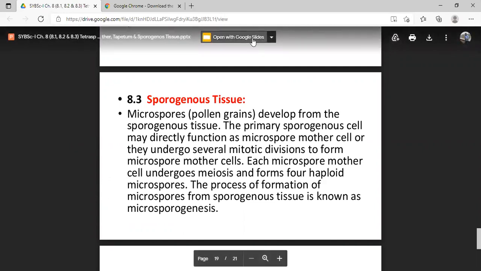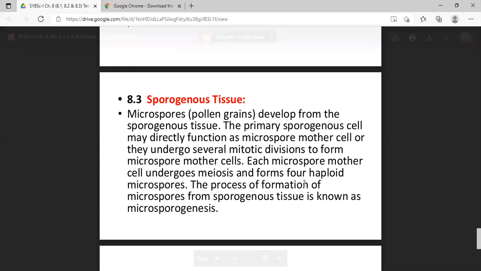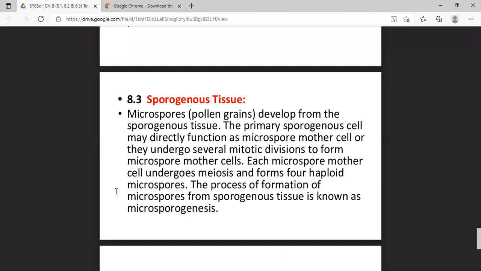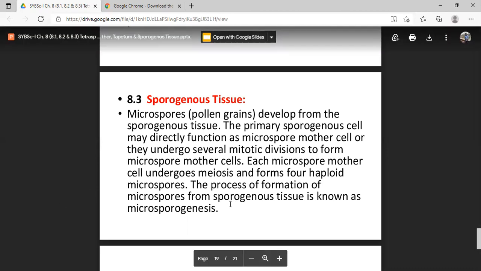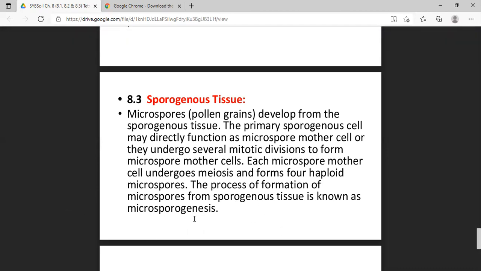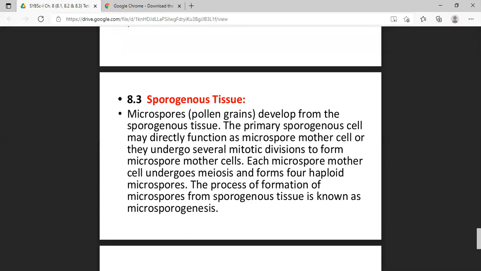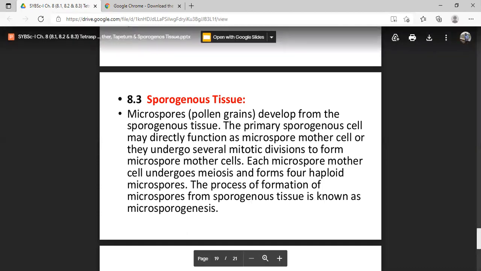So in embryology, you want to study how the development of a gamete takes place. This is the first process: we want to study how the male gametes are developed. So this is the first step of microsporogenesis, that is, the formation of microspores from sporogenous tissue is known as microsporogenesis.